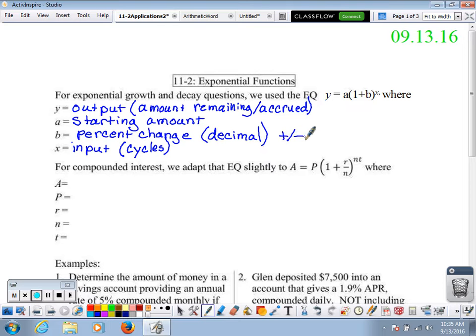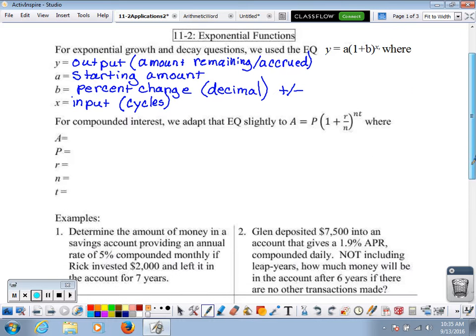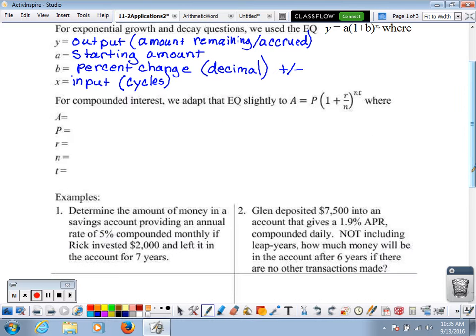Now, for compound interest, this is a special case. This is a specific type of exponential growth and decay. This is probably one of the more common ones that you'll have to work with in your life. Bank accounts. So we adapt the equation just a little bit. It's the same kind of idea. You still have some number times a quantity where you have 1 plus something, and it's being raised to an exponent. It's still the same basic appearance, but there are some minor differences.